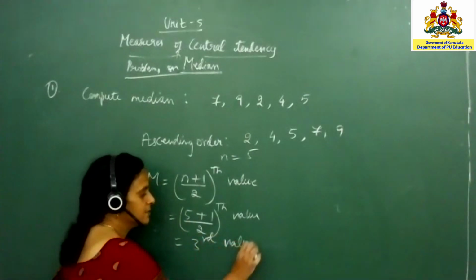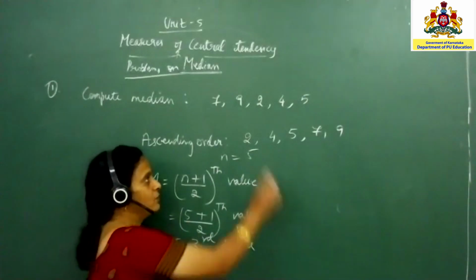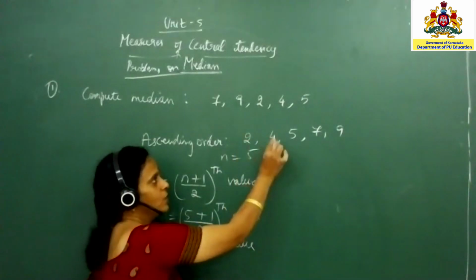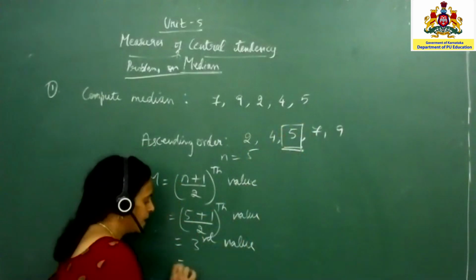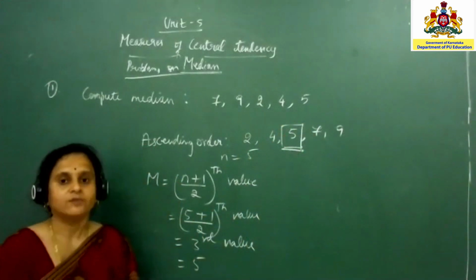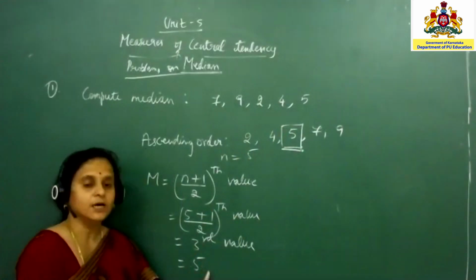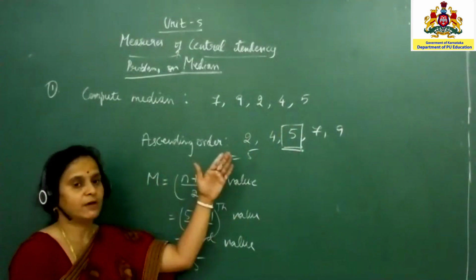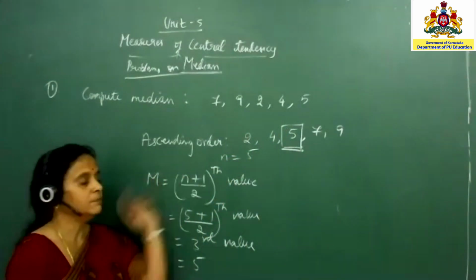3 is not the answer. It is the third value from the arranged series. In this ascending order, 1, 2, 3, the third value is 5. So the answer is 5. 5 is the median, not 3. Be careful. So when arranged in ascending order, the centermost value becomes the median.